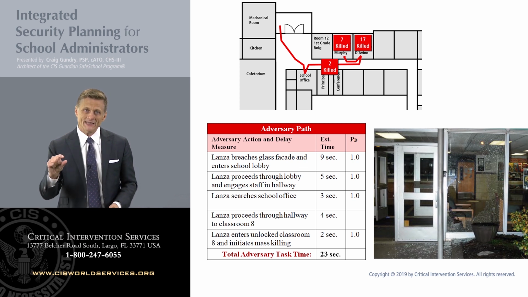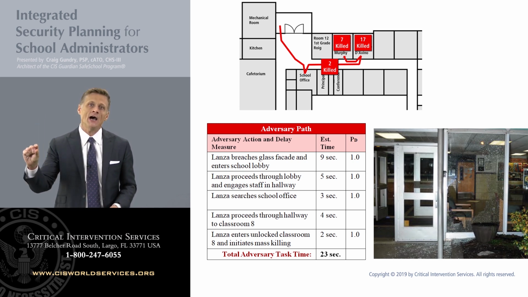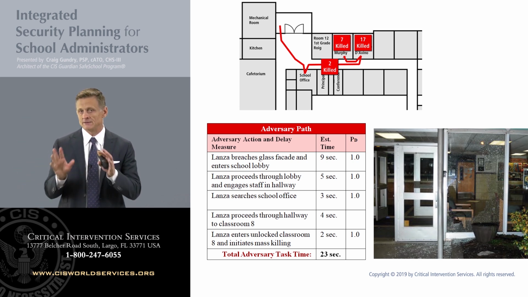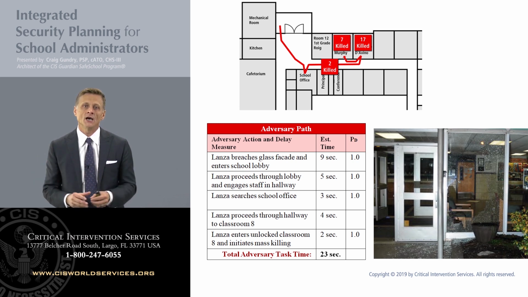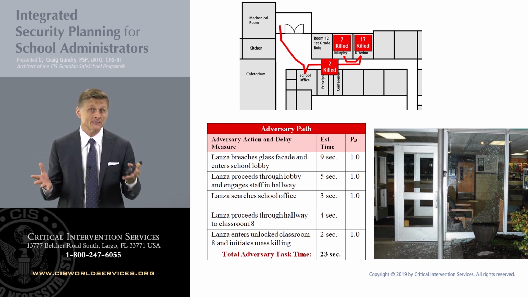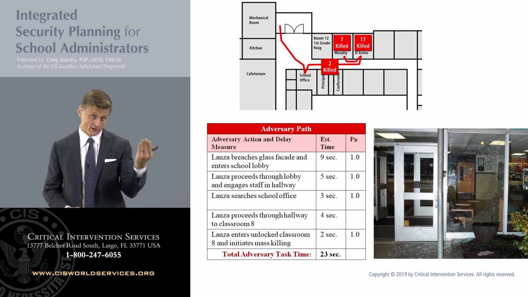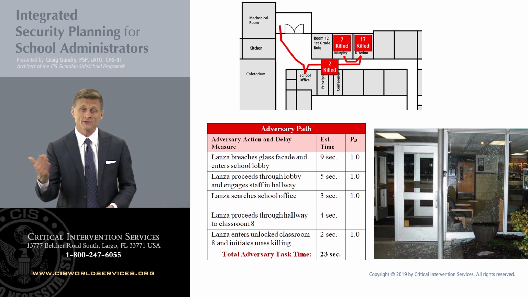What I did was break it down, looking at the estimated time it took for him to complete different tasks, and then the probability of detection. Without getting overly technical at this point, these are the key factors that we look at when determining the probability of interruption as it relates to adversary activity. First is the delay time, or the adversary task time as it's called, and then the probability of detection for these different adversary tasks.